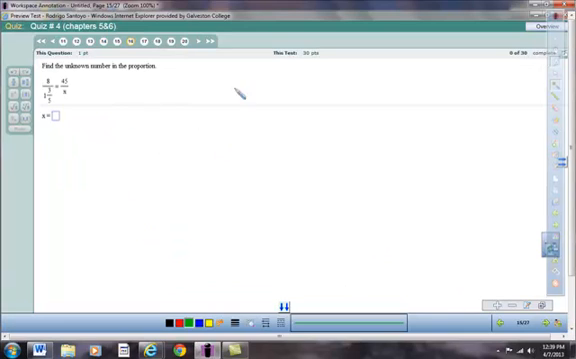They want us to find the unknown. So we have 8 over 1 3/5 and 45 over x. Just like we have been doing before, we're going to cross multiply.